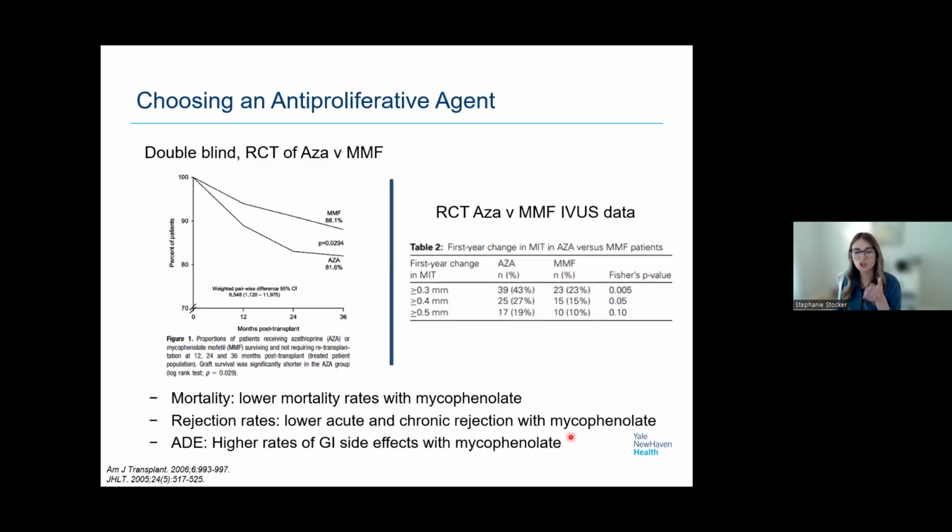And when it comes to choosing between the two agents, we have seen time and time again that mycophenolate likely has lower mortality rates. It has lower rates of acute rejection, lower rates of chronic rejection and CAV. But it does come with those higher GI side effects. So mycophenolate tends to be the agent of choice, with azathioprine as an option for folks who don't tolerate it.